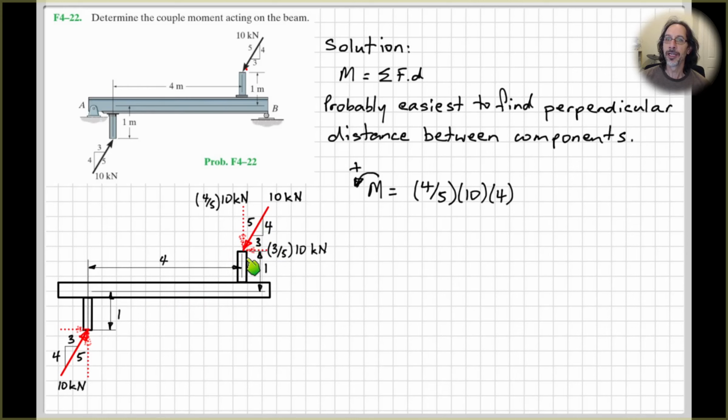But because I know that the magnitude of a couple is just the force times the distance between the two forces, I'm just going to use that. So here, the distance between the two vertical components is 4, and that's going to be tending to rotate around that way. Right? So hopefully you can easily see that.